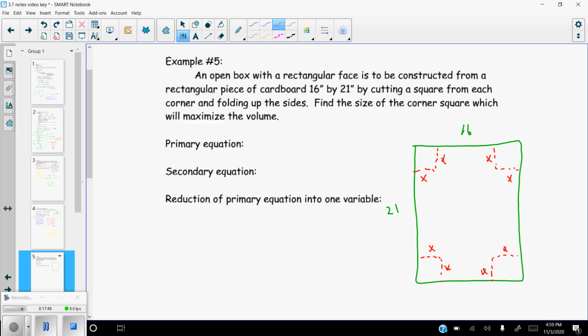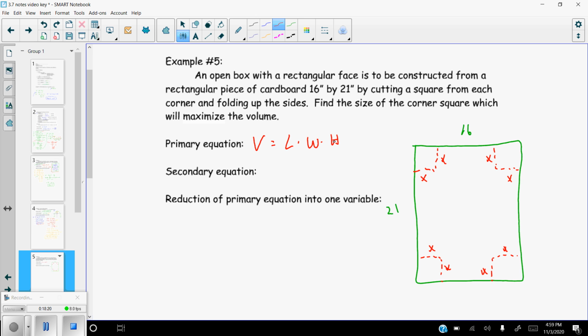So let's see our primary equation. We want to maximize the volume. So I need the volume of a rectangular prism because it's going to be 3-dimensional, which is length times width times height. I need a secondary equation. In this case, I think we're going to have multiple secondary equations because I have a way to define the length, the width, and the height all in terms of one variable X.